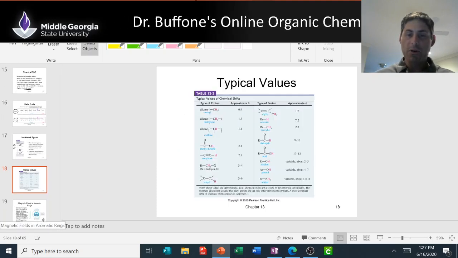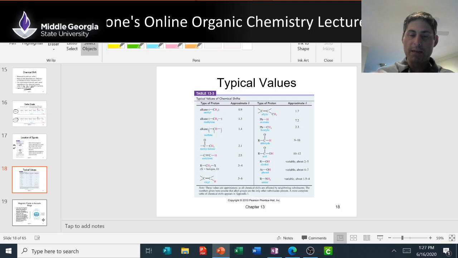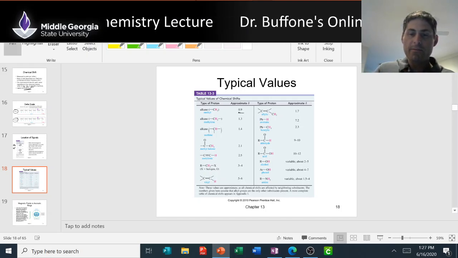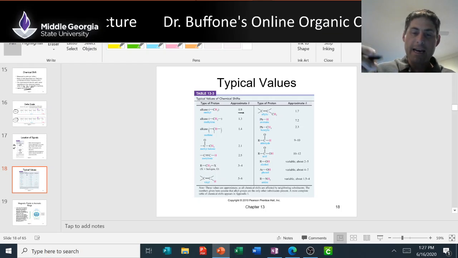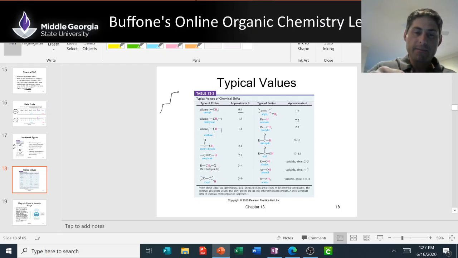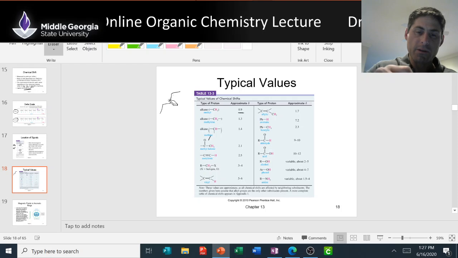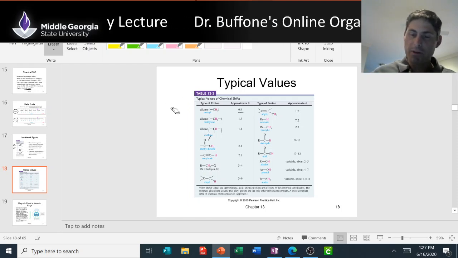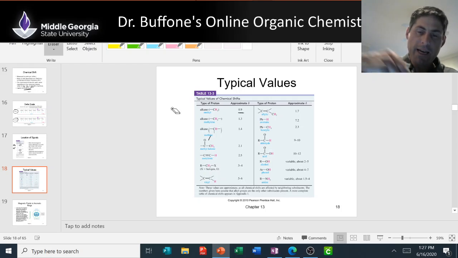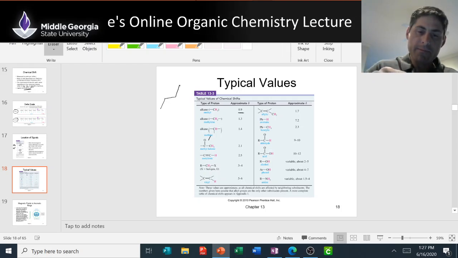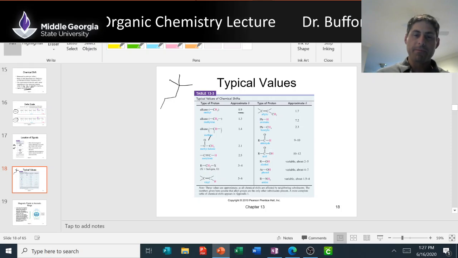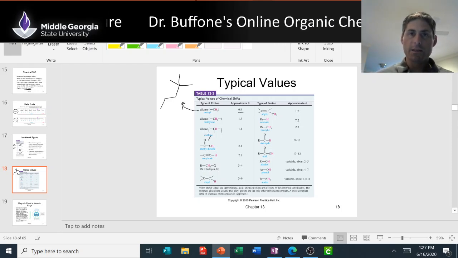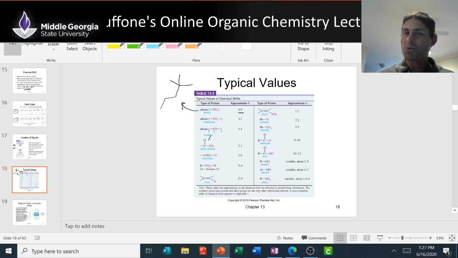So, typical values. This is what we're talking about, right? This is the delta scale. If I have an alkane, I'm going to do a couple of different ones. If I have an alkane, alkanes will generate signals in the NMR that are close to about 1.